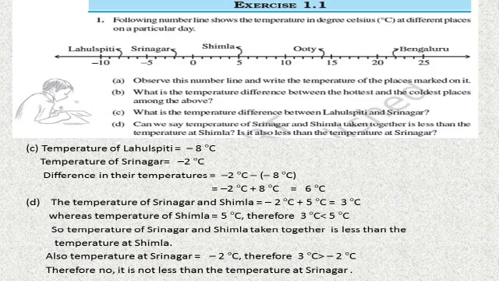The last line of the part: is it also less than the temperature at Srinagar? So what is the temperature at Srinagar? It is -2, but the temperature which we calculated was 3 degrees Celsius. Therefore 3 degrees Celsius is greater than -2. So we will write down, therefore no, it is not less than the temperature at Srinagar.